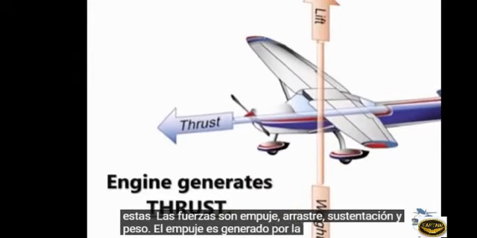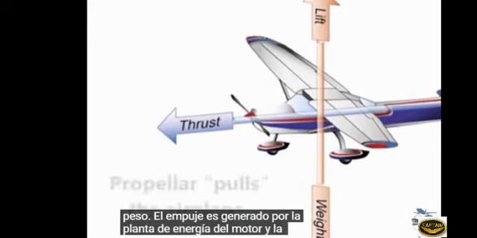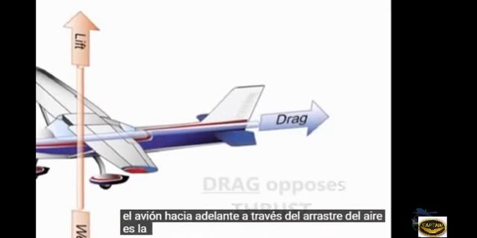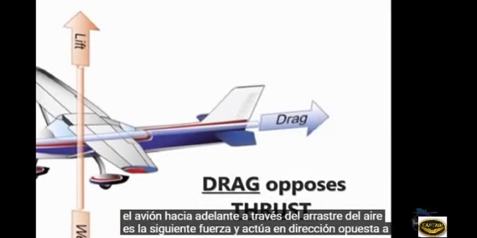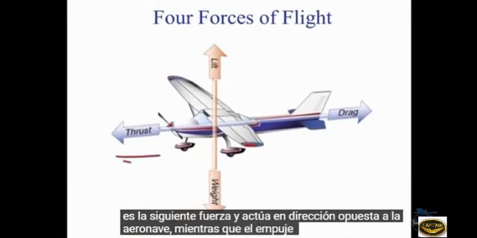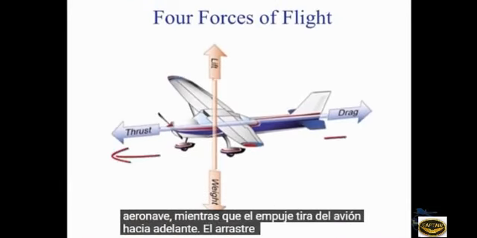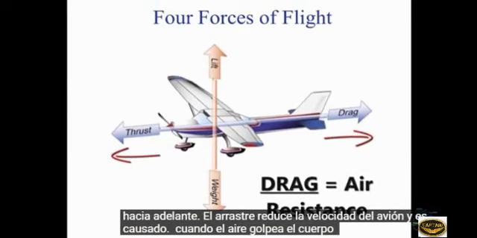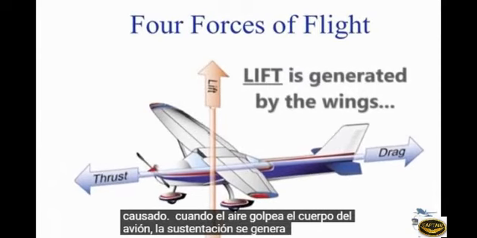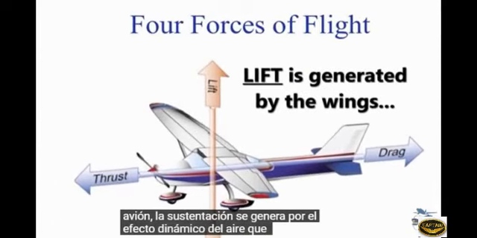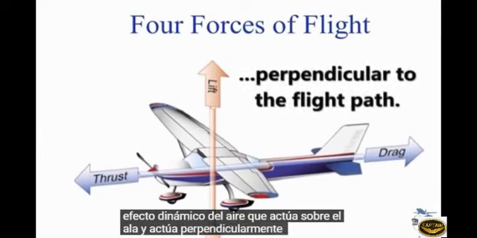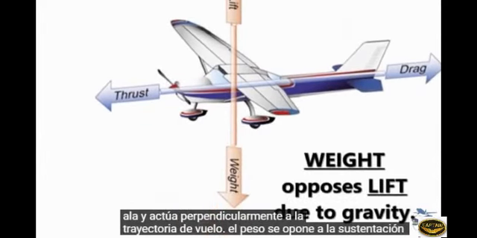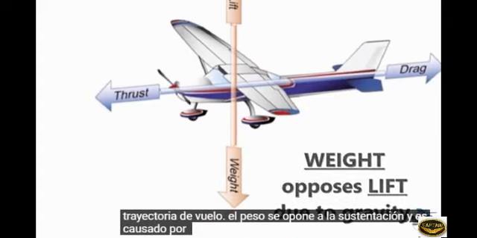Thrust is generated by the engine, power plant, and the propeller, which pull the plane forward through the air. Drag is the next force and acts opposite the aircraft. While thrust pulls the plane forward, drag slows the plane down and is caused by air hitting the body of the airplane. Lift is generated by the dynamic effect of the air acting on the wing and acts perpendicular to the flight path. Weight opposes lift and is caused by gravity.